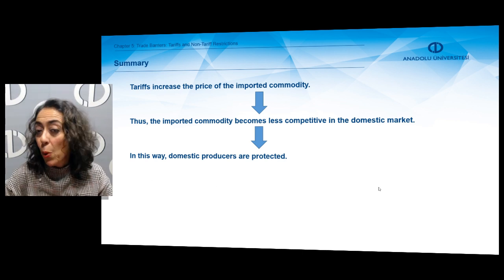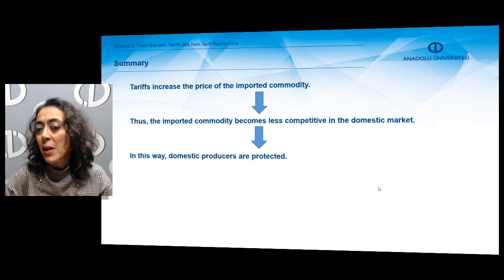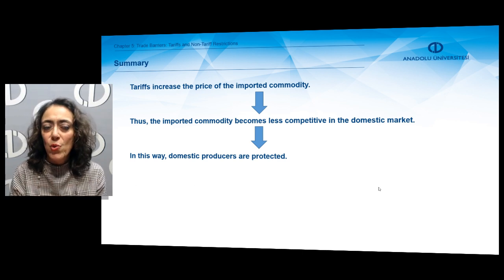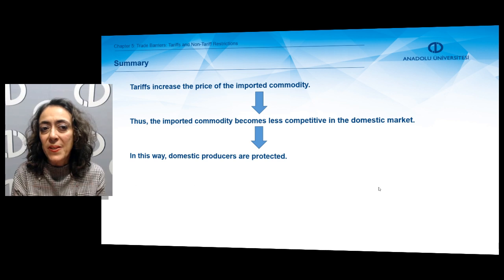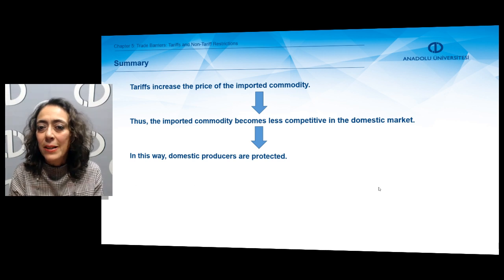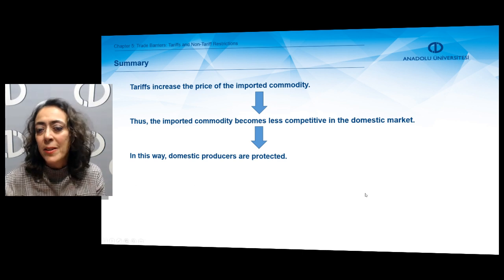Tariffs increase the price of the imported commodity. So the first economic effect of a tariff when it is imposed on an imported commodity is on the price of this commodity. Thus, the imported commodity becomes less competitive in the domestic market. In this way, domestic producers are protected, because when you impose a tariff, you increase the price of this commodity, and then this commodity becomes more expensive in the domestic market and less competitive. And in this way, the domestic producers who are producing this protected commodity are protected.